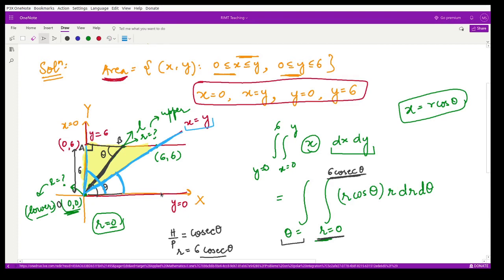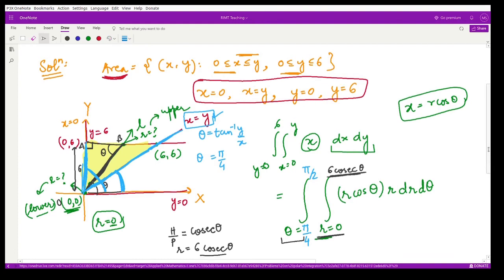How? You can very easily convert this into the equivalent polar equation, and then you can see what is the angle made by this line. Also from slope, you can calculate the angle, because theta is tan inverse y by x. From there you obtain the value of theta as pi by 4 here. The value of theta here would be 90 degrees, because the y-axis makes an angle of 90 degrees. So this is pi by 2.